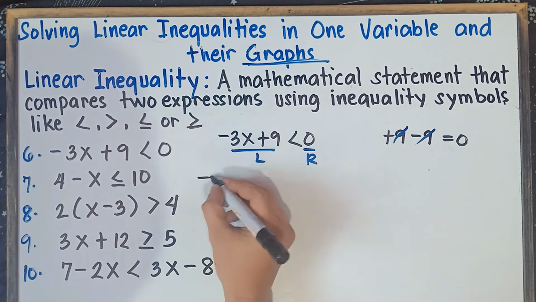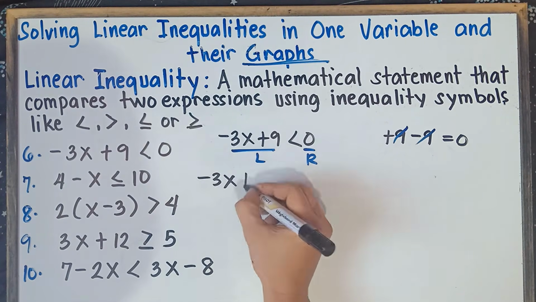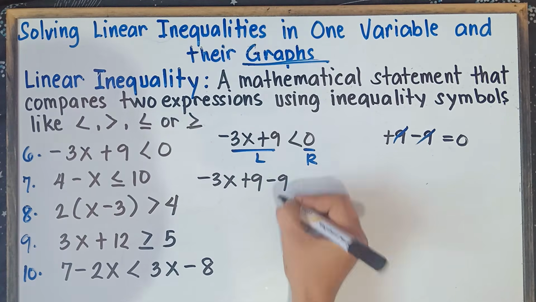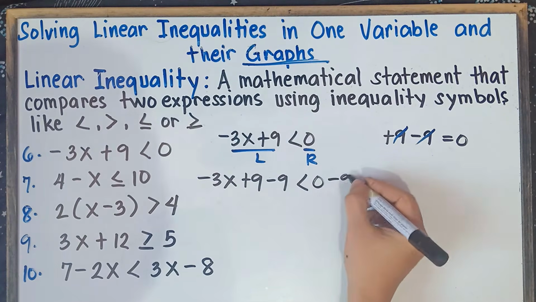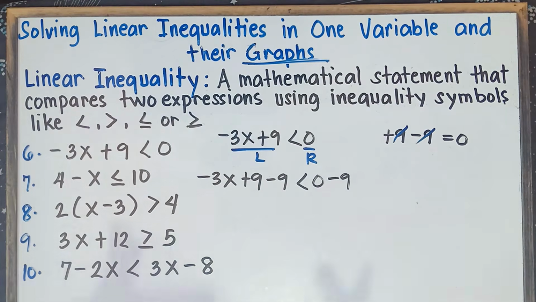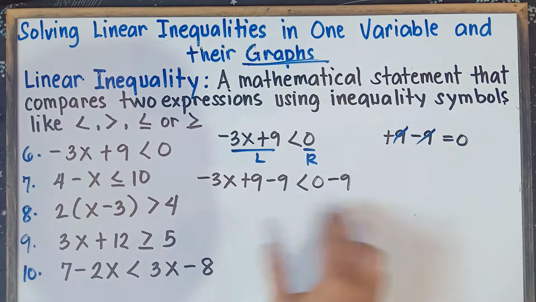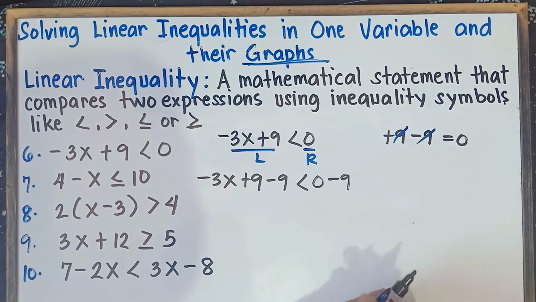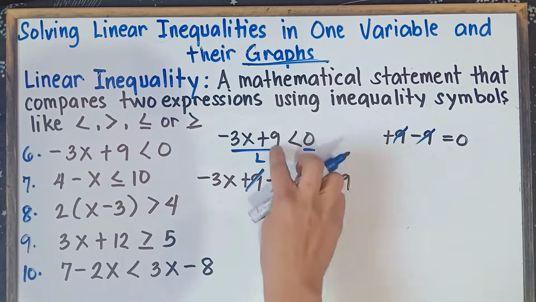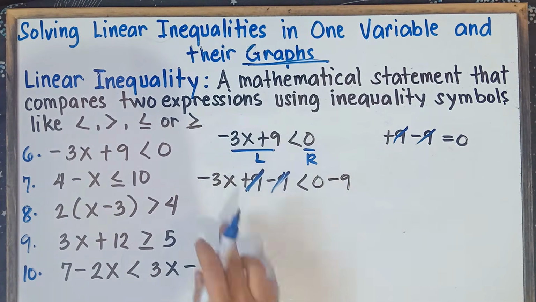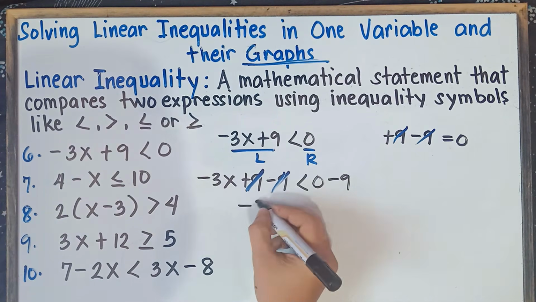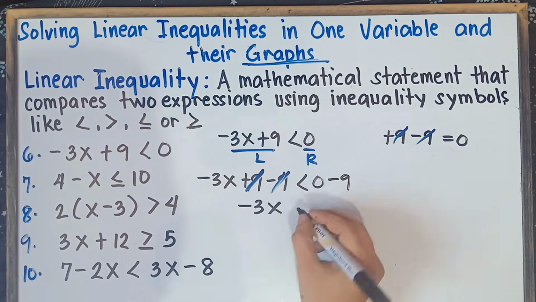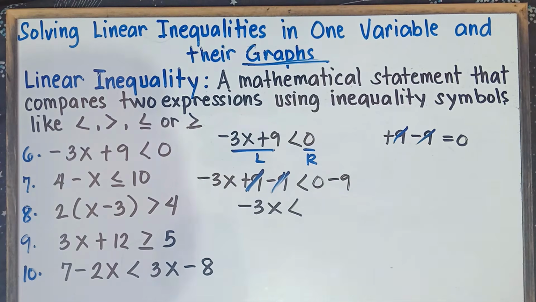So this will be negative 3x, copy, positive 9 minus 9, is less than, copy 0 minus 9. Once again class, why do we need to subtract both sides by 9? So that you can cancel this out, and the remaining expression will be only negative 3x. So copy negative 3x is less than 0 minus 9, that would be equal to negative 9.